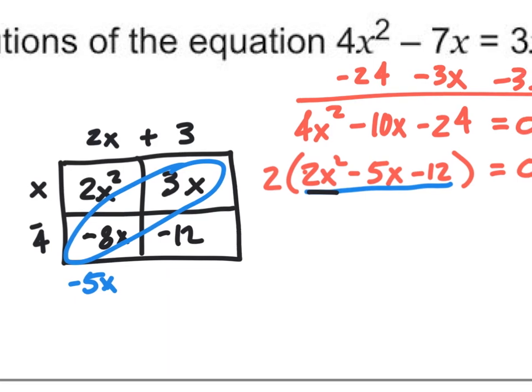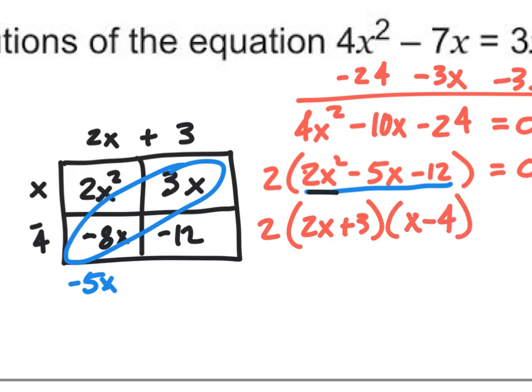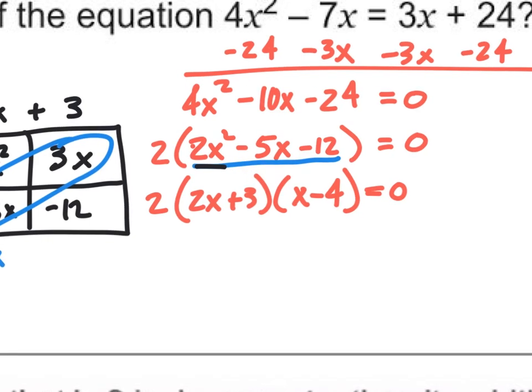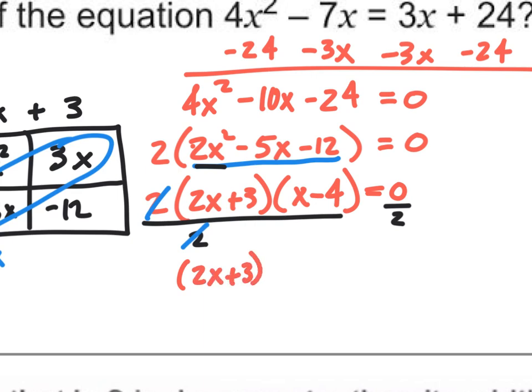If you want to do the x method, you could do that. But in any case, we have factored this, and as a result, we have 2 times the whole quantity 2x plus 3, and then x minus 4, and we're going to set that equal to 0. Now, to solve this for x, the first thing I want to do is divide the whole thing by 2. When you divide by 2, the 2's divide out here, and 0 divided by 2 on the right side is just 0. So you end up with 2x plus 3 times x minus 4 equal to 0.